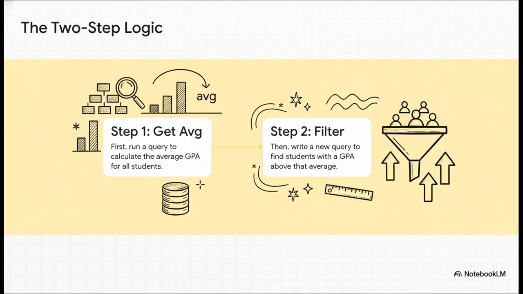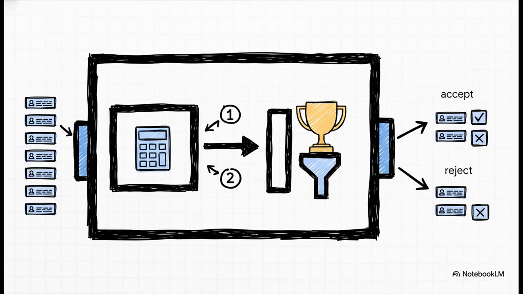The way you'd probably think about solving this is in two steps. Step 1. You run a query just to calculate the average GPA. Let's say the answer comes back as 3.85. Okay. Step 2. You take that number and write a whole new query to find all the students with a GPA greater than 3.85. But there's a much cooler way.